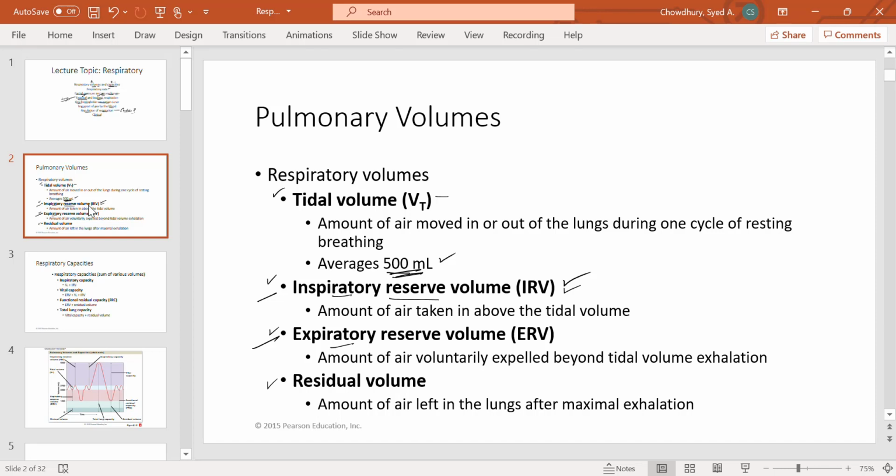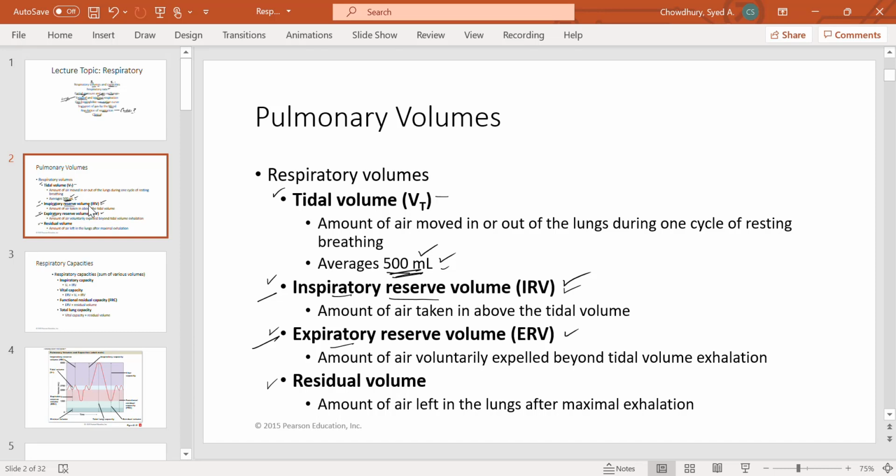Expiratory reserve volume is after you expel normal amount 500 milliliter. If I ask you to expel more air, you can do that, right? So when you blow the balloon, you do that. You first expel 500 milliliter normal amount, then you push more.